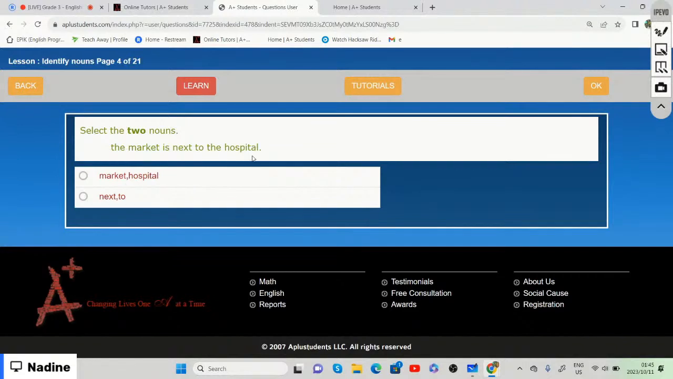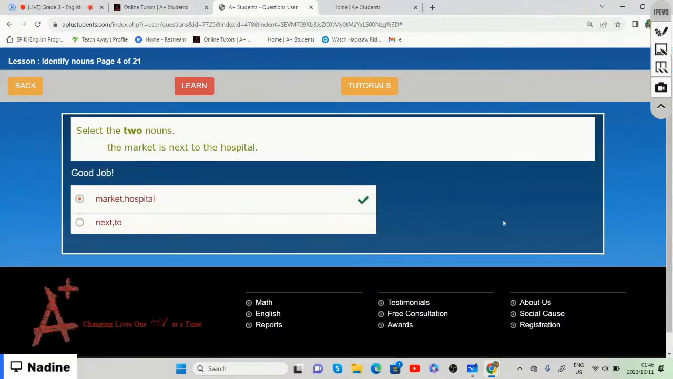The market is next to the hospital. Select the two nouns. Is it market and hospital, or next and to? If we select the two nouns, we're going to say it is market and hospital, because next to, we cannot say is a noun.